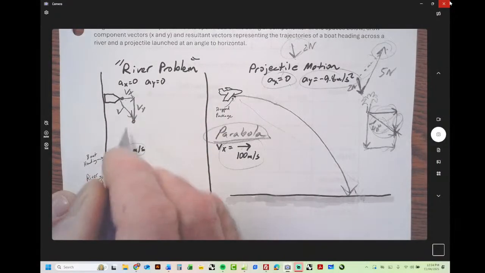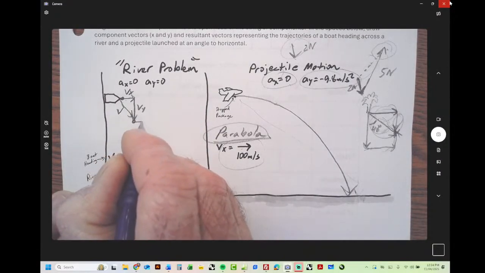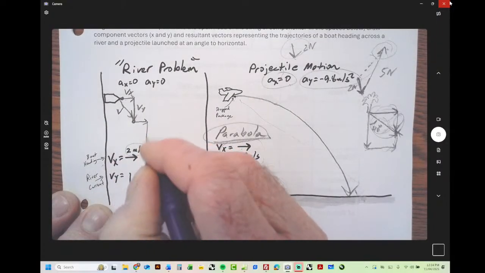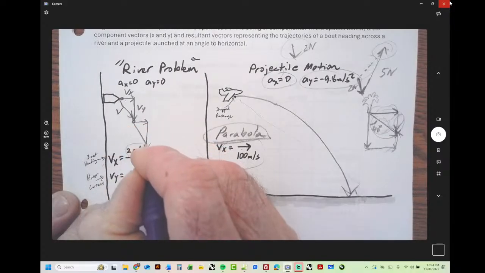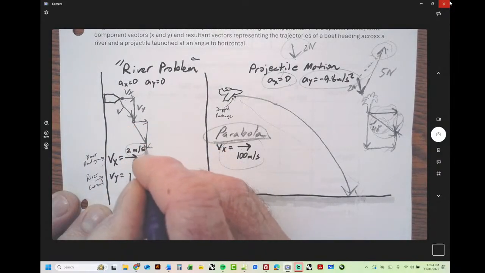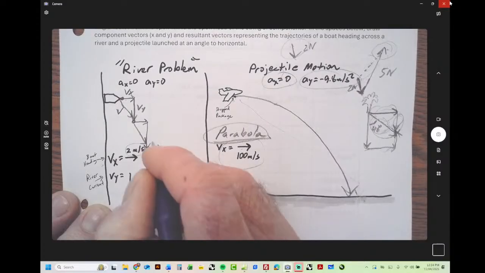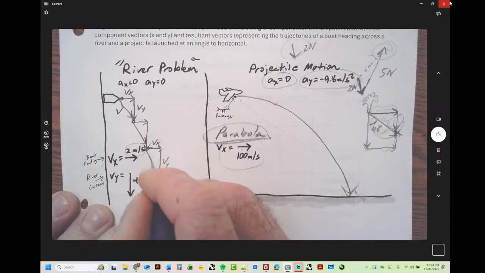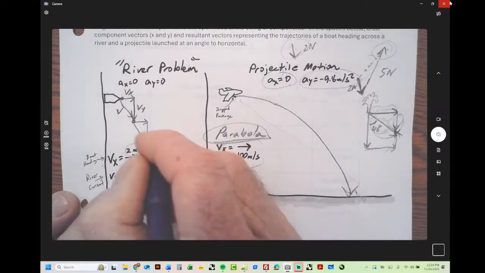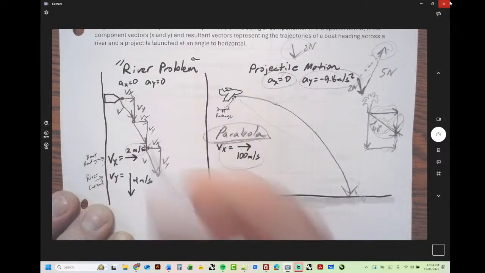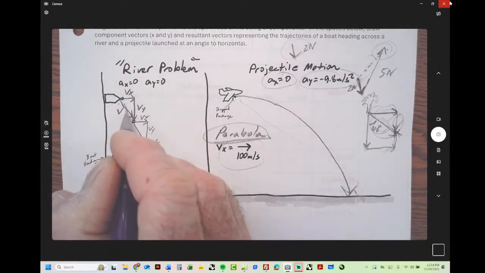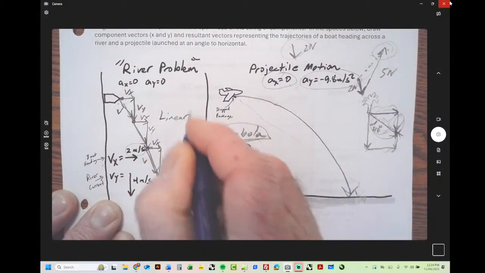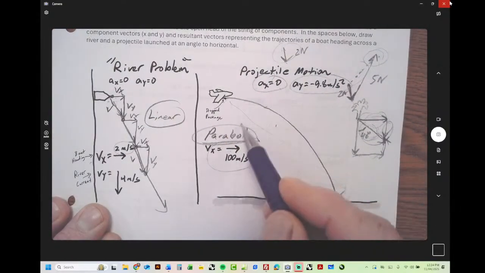So I'll do that again. From right here, its x velocity is going to be this, its y velocity is going to be this, and the vector sum is that. I'll do this a couple more times, but it gets tedious. There's the x velocity, there's the y velocity, and then there's the actual velocity. So the path that this is traveling in is linear. The path that this travels in is parabolic.